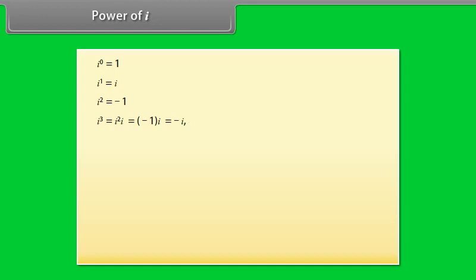We get minus iota. Similarly, iota raised to power 4 is equal to the square of iota square, minus 1 whole square, which is equal to 1. Iota raised to power 5 is equal to the square of iota square into iota, which is minus 1 square into iota, which is equal to iota.